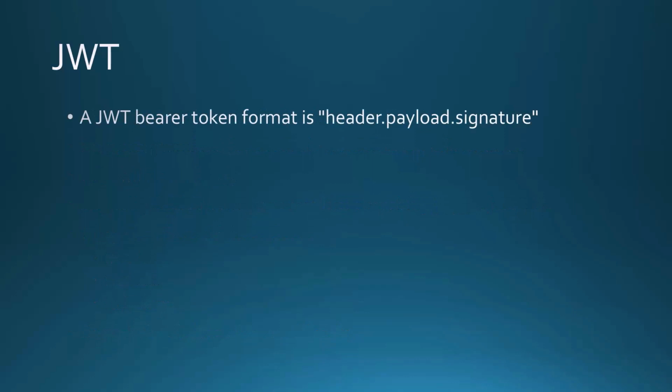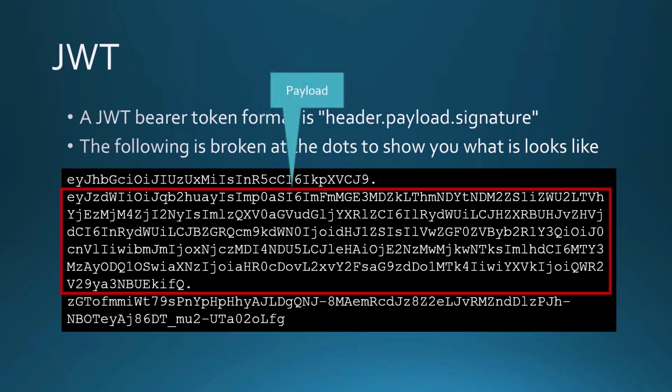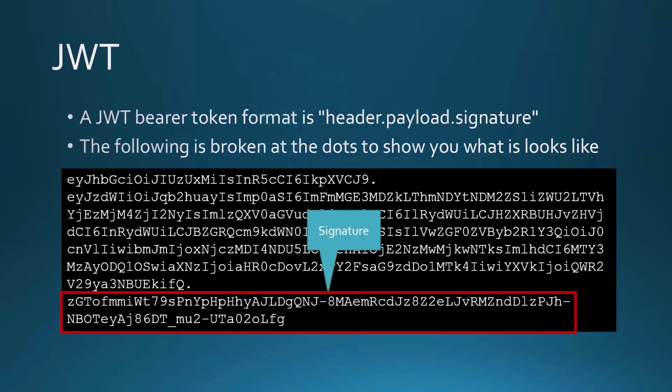A JWT bearer token format, like I said, is a header, payload, and a signature. So the following is broken at the dots to show what it looks like. We generally would not have it broken across multiple lines, but I want to show you the header portion. Then we have the payload part, and then we have the signature. The reason we have to have all three of these is this is how it is digitally signed.